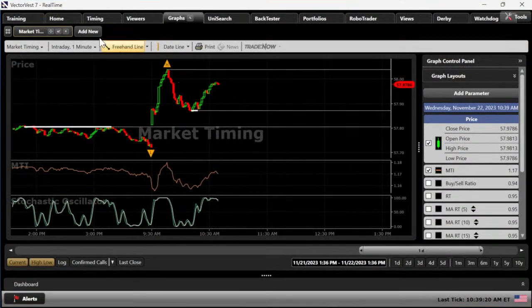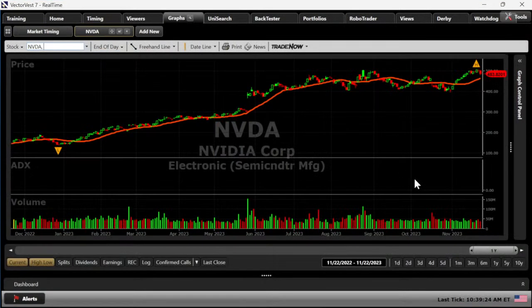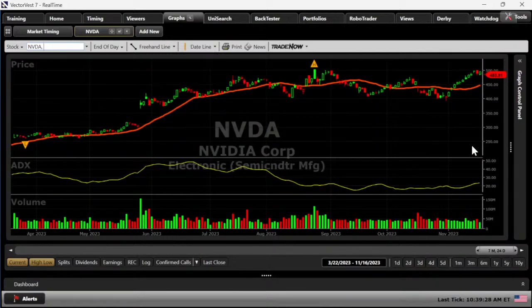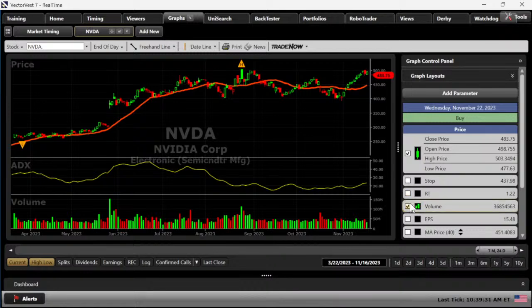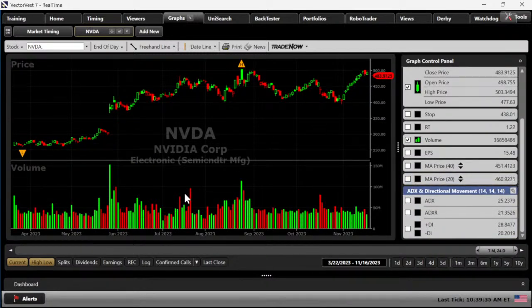Whoa. There we go. All right. There's the market. We'll look at NVIDIA here real quick. Hard right edge of NVIDIA. So interesting. I think it was about right here where I said, is now the time to buy it?